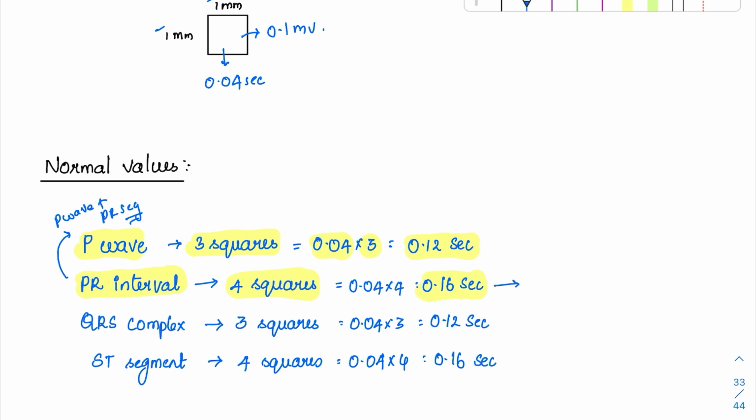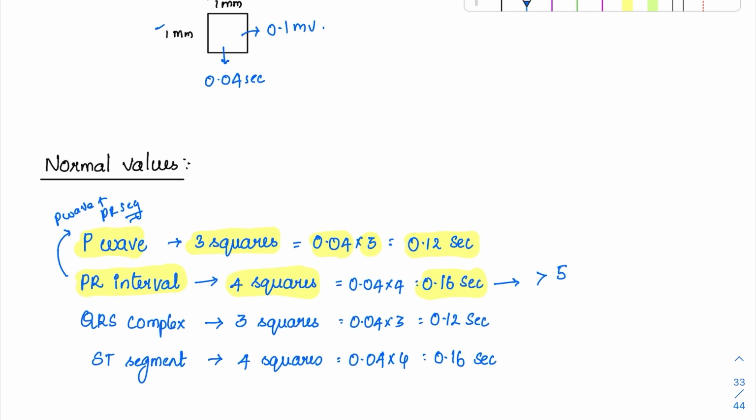If it goes more than 5 squares, which is equal to 0.20 seconds, then it is called PR interval prolongation. We call it PR interval prolongation only when it crosses the 5 boxes, or one big box we can say. Then coming to the QRS complex, it is also 3 squares, which is 0.12 seconds. Then the QT segment is also 4 squares, which is 0.16 seconds. So these are some of the normal values we have to remember.